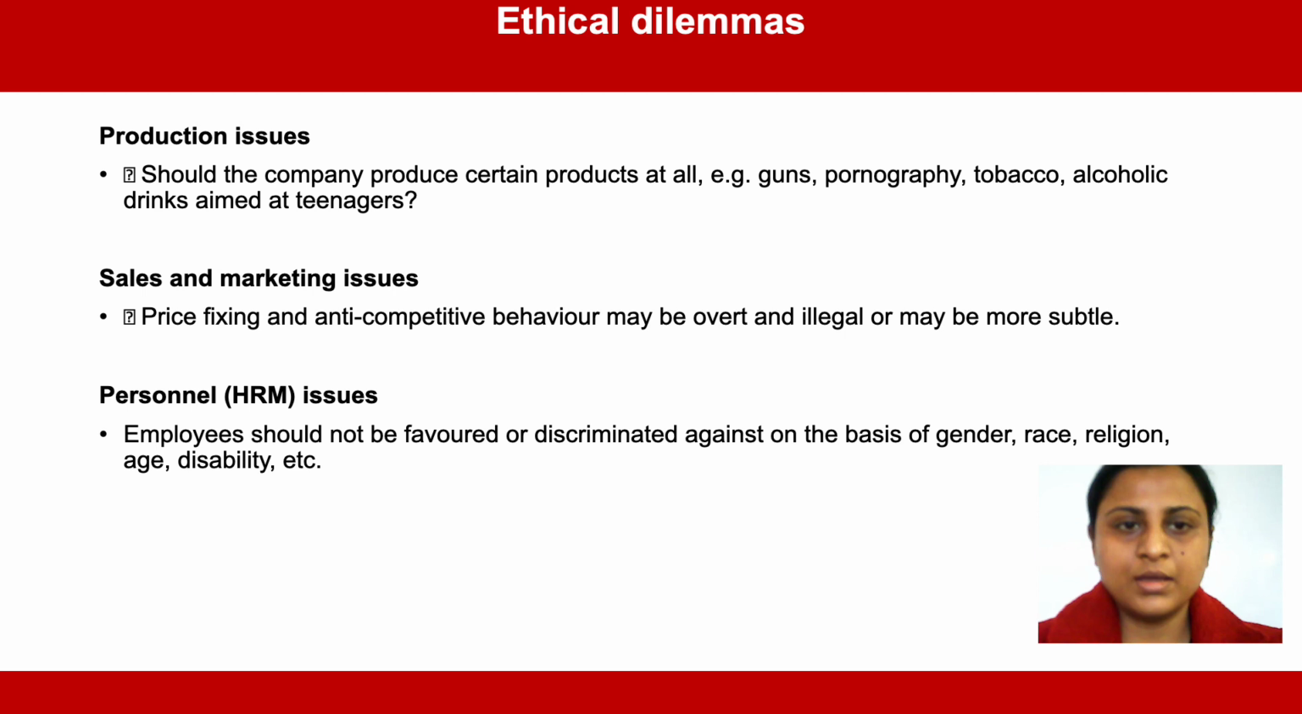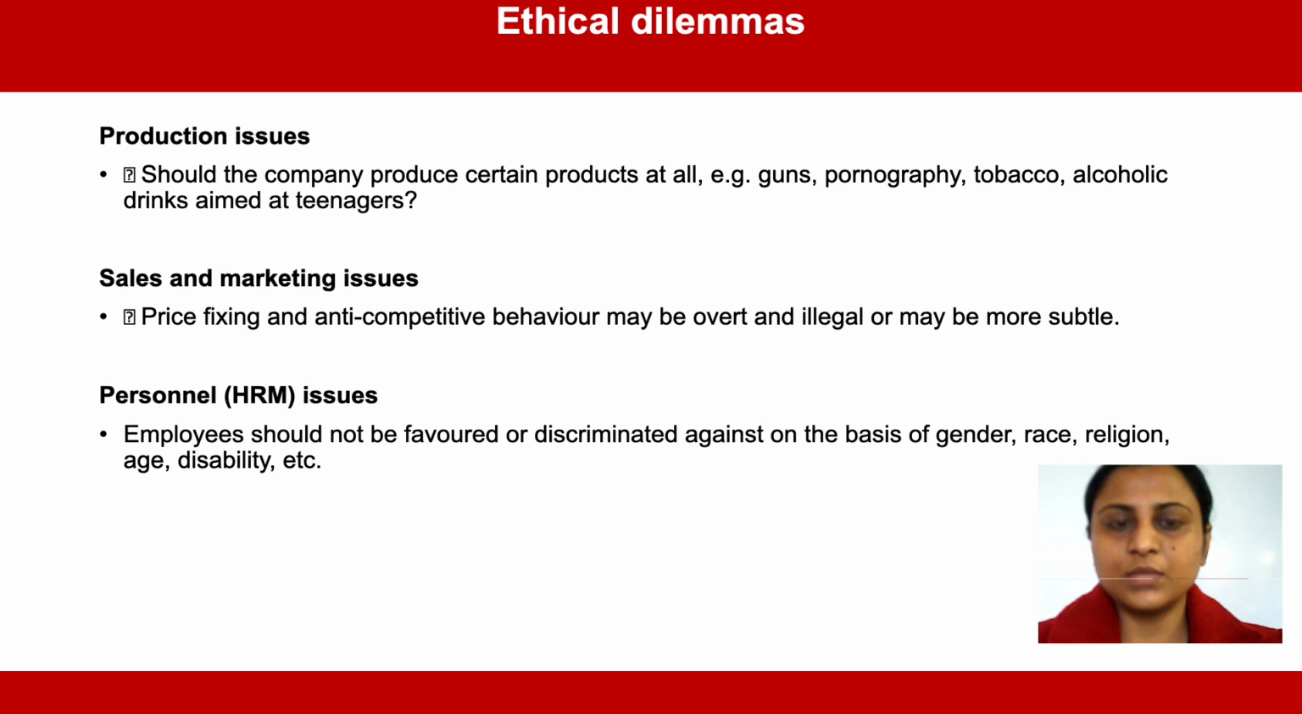Then ethical dilemmas related to production issues could be whether a company should be producing certain kinds of products like tobacco, alcohol, or alcoholic drinks which are aimed at teenagers. Another dilemma could be, should the company be concerned about the effects of the product on the environment? Then, should the company be testing its products on animals or not?